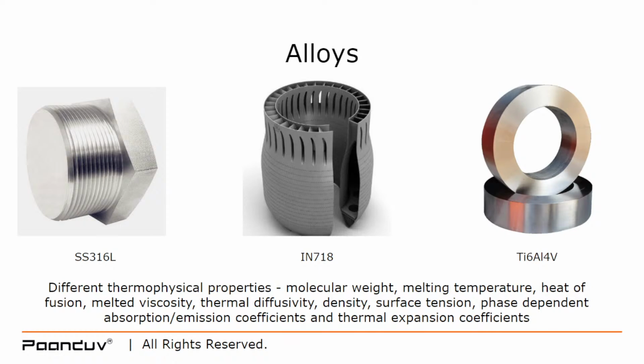The main properties where these three alloys differ are basically the thermophysical properties. For example, their molecular weights are different, their melting temperatures are different, heat of fusion, viscosity, thermal diffusivity, density, surface tension, their absorption and emission coefficients when the laser hits these metals, and the thermal expansion coefficients are all different from each other, and the combination of these variations leads to a different outcome when a laser is run over these metals.